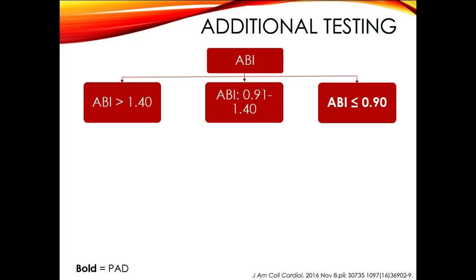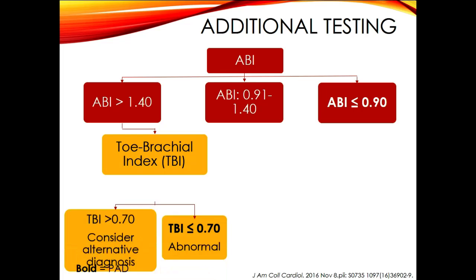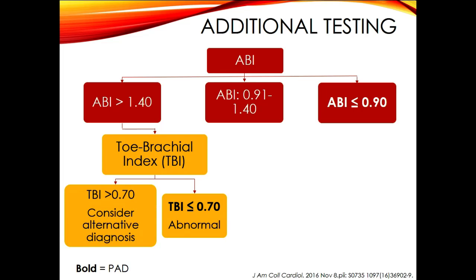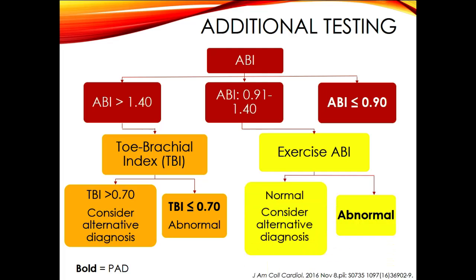Values for TBI interpretation are different from ABI. A normal TBI value is greater than 0.70, whereas a value less than or equal to 0.70 confirms peripheral artery disease. An exercise treadmill ABI test is helpful in diagnosing PAD in symptomatic patients with normal or borderline ABI values. Patients with PAD will demonstrate a significant drop in ABI after exercise, but their pain will be normal or unchanged.